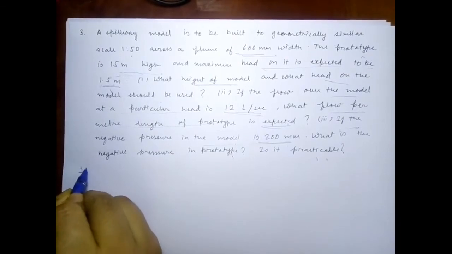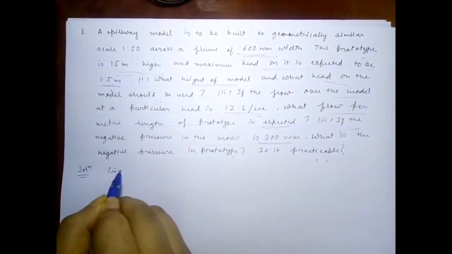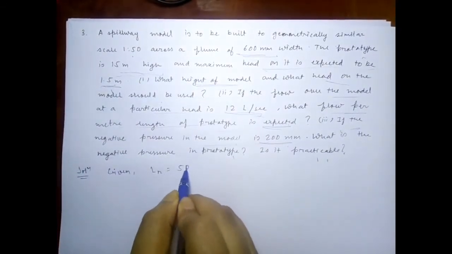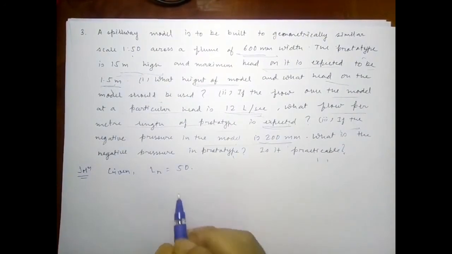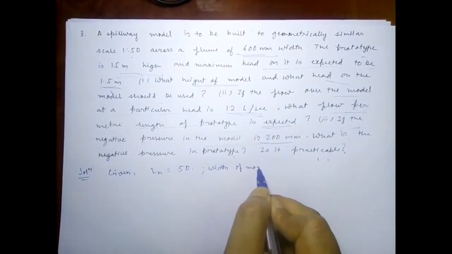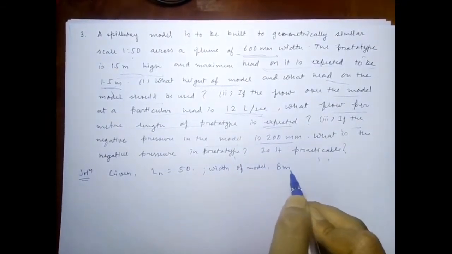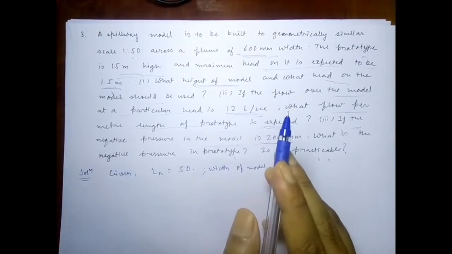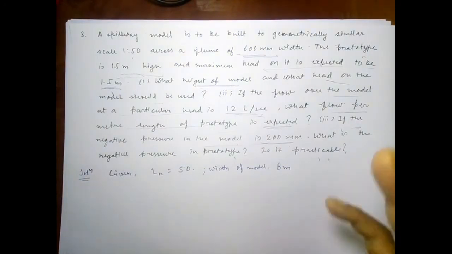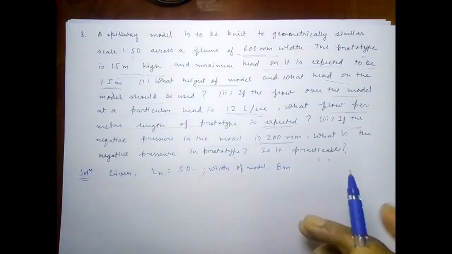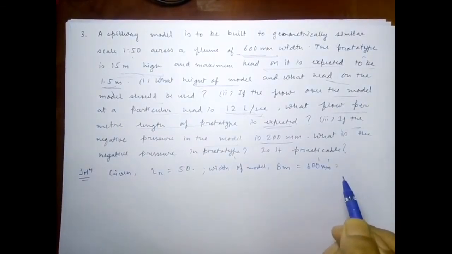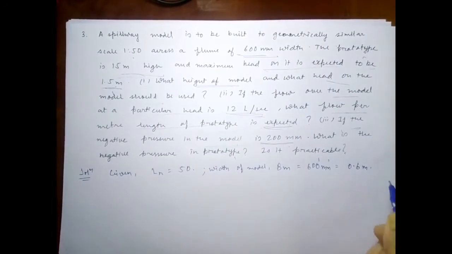So what we are given is, we are given scale ratio LR is equal to 50 and width of model, that is BM. So basically flume is somewhat the top width of the model. You can say it is the top width of the model, and it is given as 600 mm, which is actually equal to 0.6 meter.